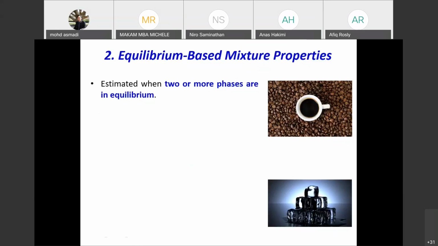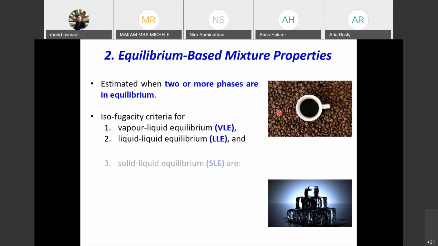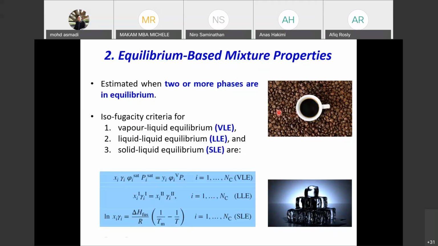So how about the equilibrium based mixture? This is what I told you about, two or more phases in equilibrium, such as VLE, LLE as well as SLE. This is the criterion of isofugacity. Okay, the general equation, if you still remember. This is the fugacity, and this one is P. This is in vapor.